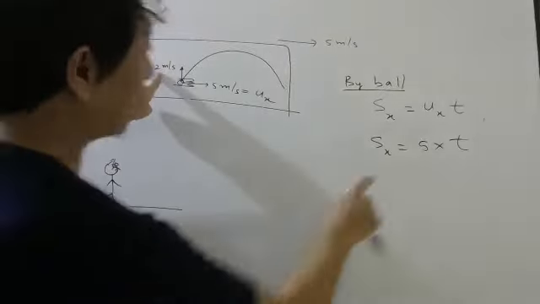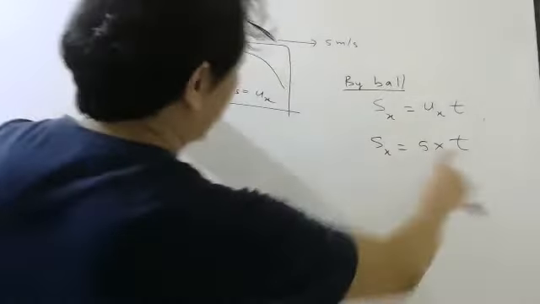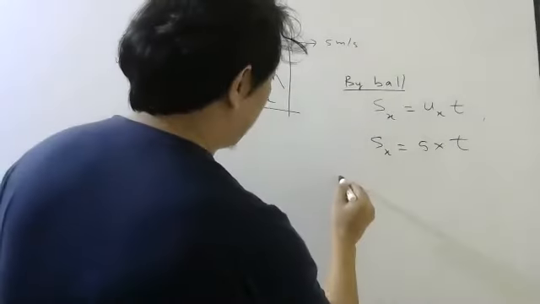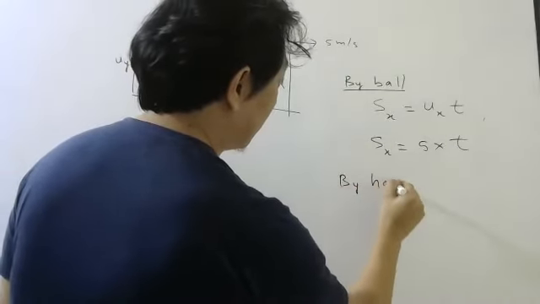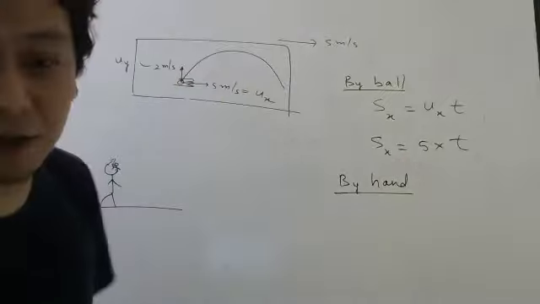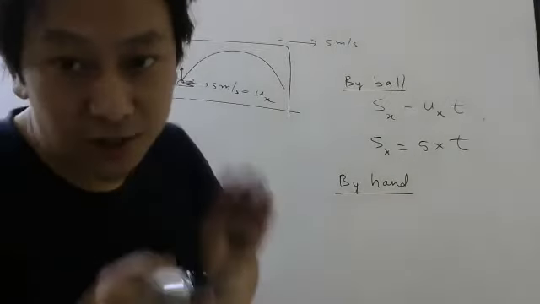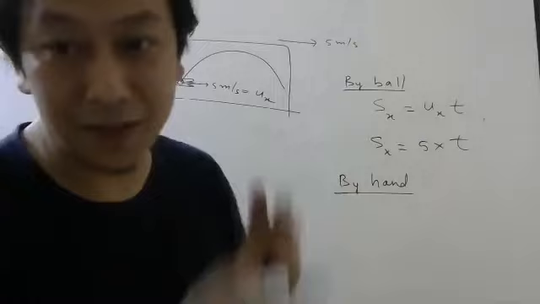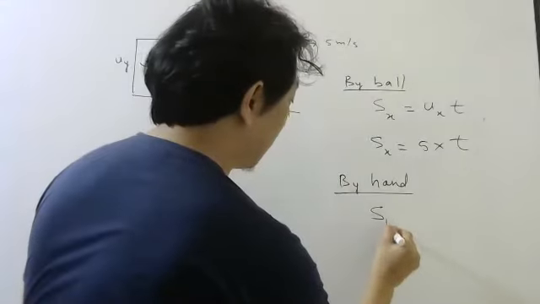Because this 2 meter will not come here. Remember, 2 meter will not come here. This is your ux. Now, by person, by hand. Now, hand is moving with you. You are on the seat, so you are moving with the bus. So, displacement of hand.